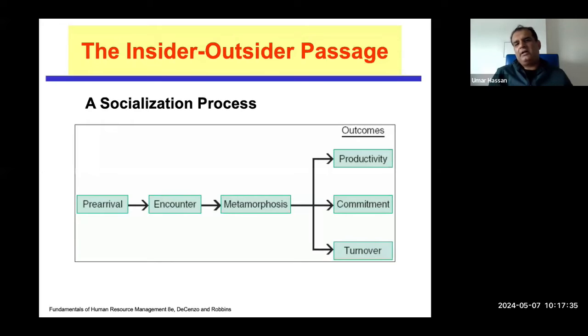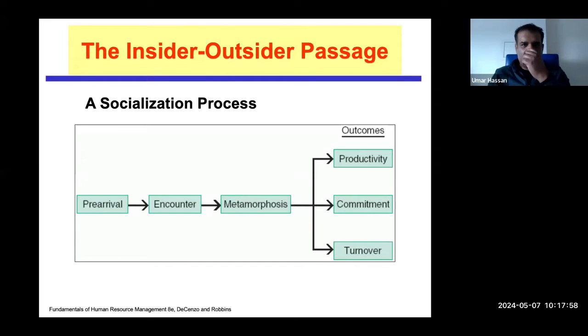So this is a graphical representation of the socialization process. Pre-arrival stage leads to encounter, which leads to metamorphosis, and the outcome obviously is what? The company wants the employees to make a decision whether they want to be productive, they want to show commitment, or they can eventually leave the organization.